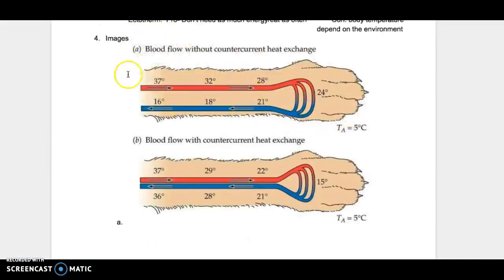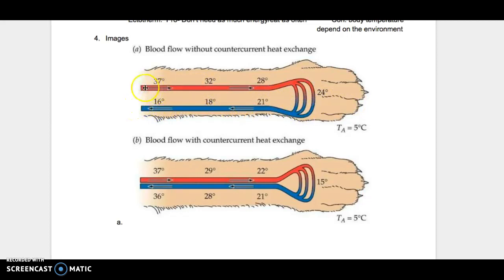If you don't have countercurrent heat exchange, what happens is the blood vessel that sends blood to the end of a body part is farther away from the blood vessel that comes back to the center of your body.